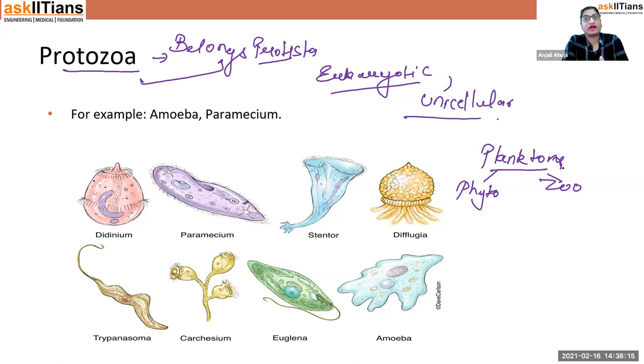Phytoplankton means the ones with plant-like characteristics; they show photosynthesis. Zooplankton means animal-like; they do not show photosynthesis, and they eat the phytoplankton. Zooplankton eat the phytoplankton, that's how. But these planktons are unicellular organisms, and protozoa also come under it.